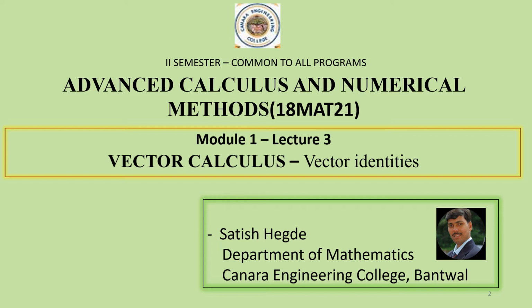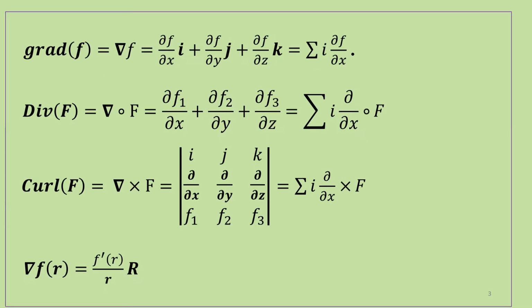Here in lecture 3 of module 1, vector calculus, I will take vector identities and problems of vector calculus using these vector identities. Before taking vector identities, let me recall all the vector operations: gradient, divergence and curl.